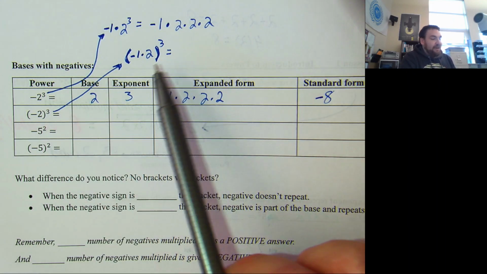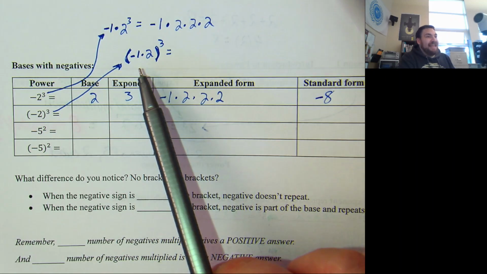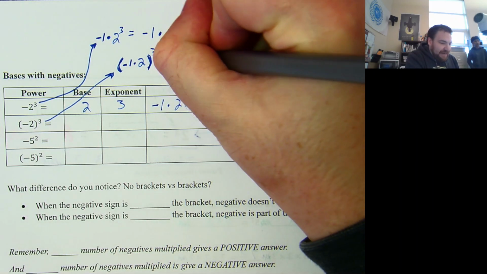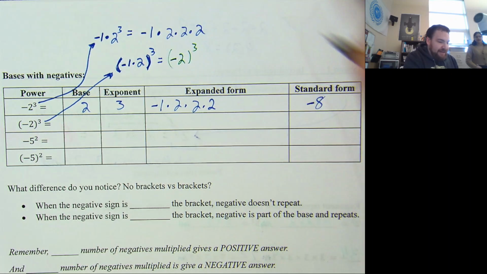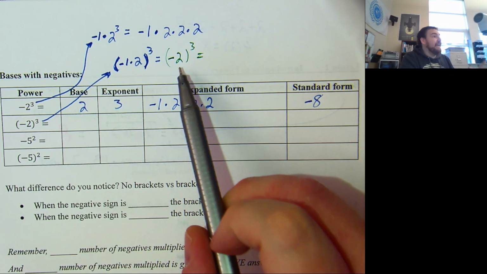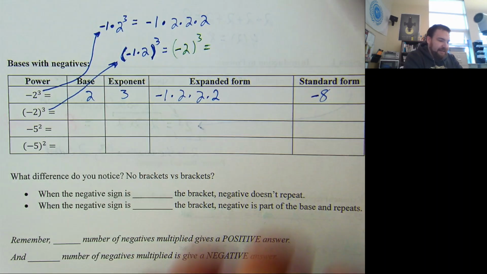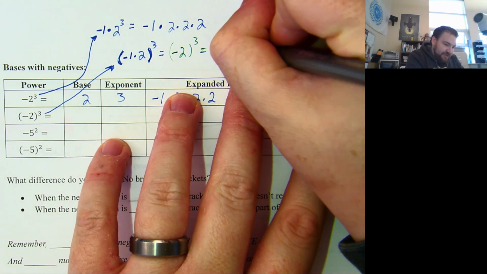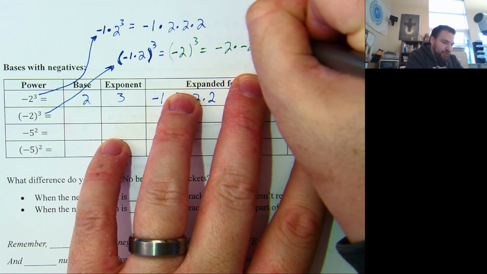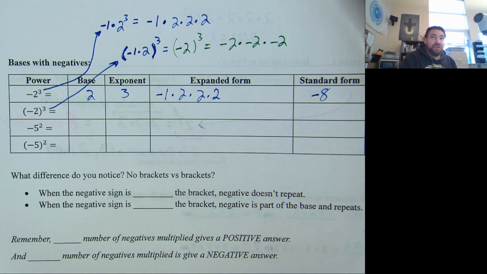So when it's inside there, it means I'm going to do the multiplication first, and then we're going to apply the exponent. So this is going to become -2 in brackets again, cubed, and then this is the thing, the -2 is the thing I'm going to repeatedly multiply. -2 times -2 times -2.